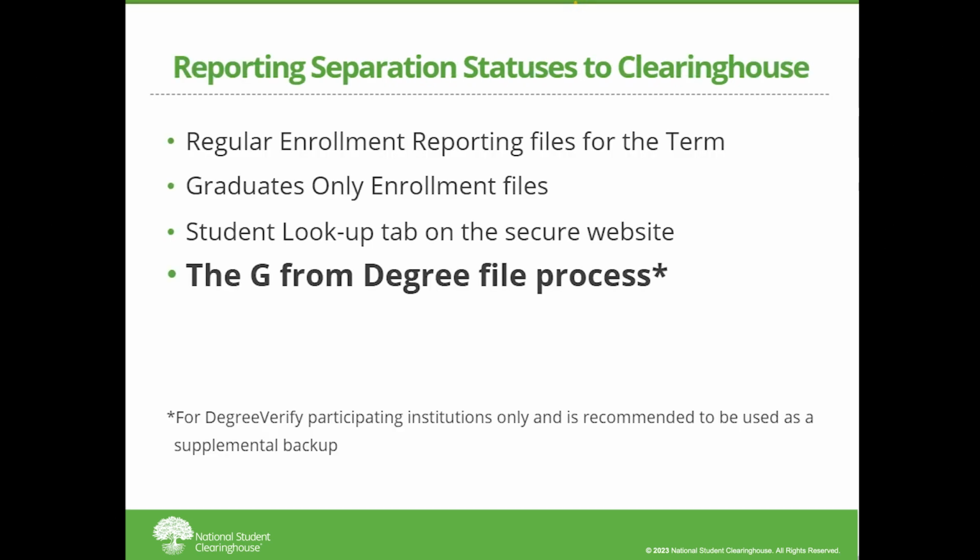The G from degree process, which is also known as G from DV, is the fourth way to report separation statuses. This process is only eligible for institutions that participate in our Degree Verify service. For our G from DV participating institutions, we highly recommend submitting the separation statuses on the end-of-term files or via graduates only enrollment files, and only relying on the G from DV as a supplemental backup.